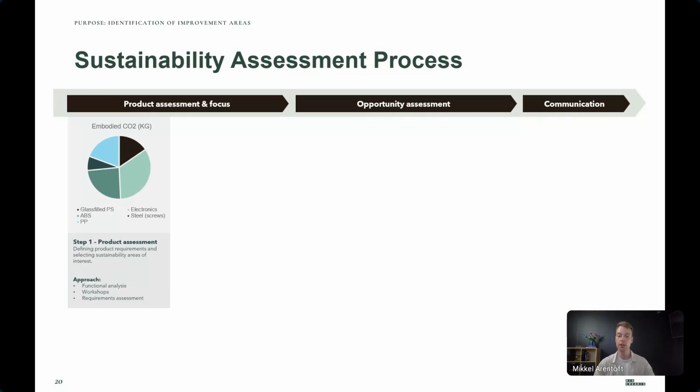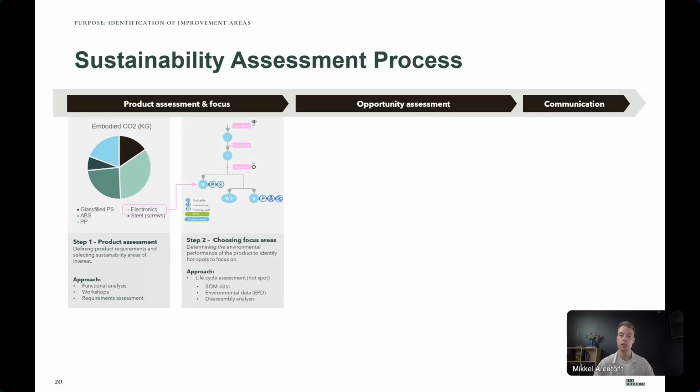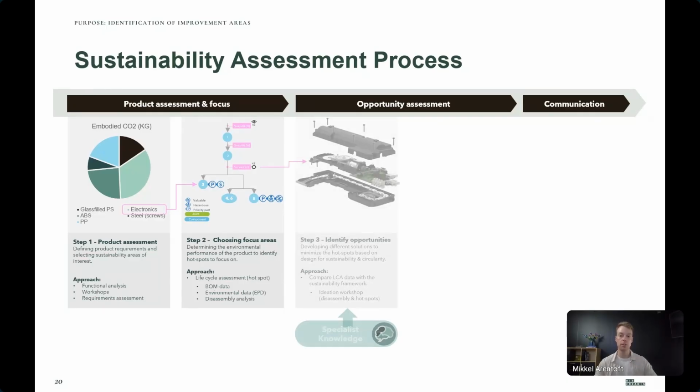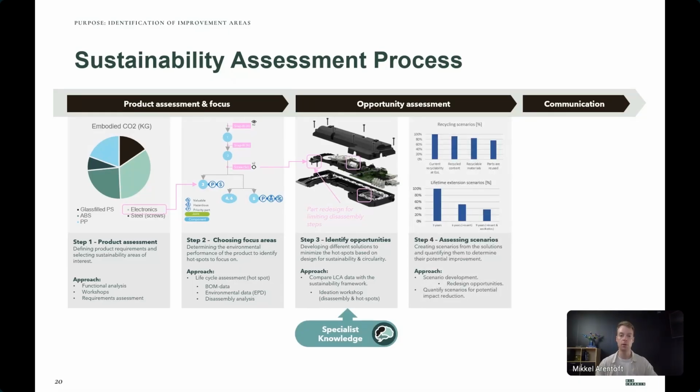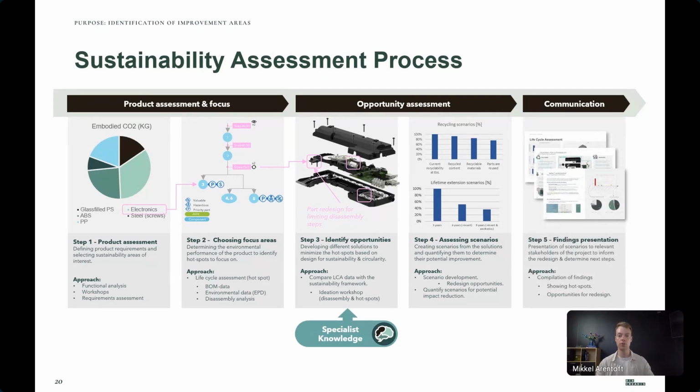We conducted a hotspot assessment to find the larger impacts throughout the lifecycle of the product. In this example, it's the electronics. Then we analyzed the disassembly of the product to enable circularity. Based on this product assessment, it was found where to focus our efforts. Then I used the reduce, extend, recycle framework to identify opportunities based on the hotspots and created improvement scenarios that were assessed to determine the reduction potential. The findings were then presented to inform the redesign of the new product.